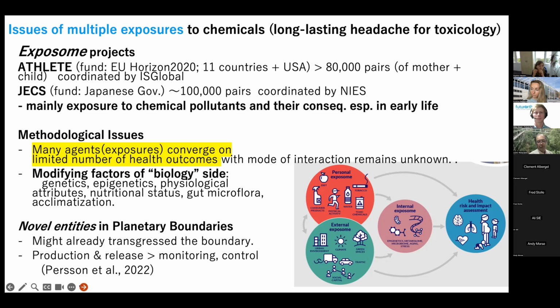And this is not based on something like the planetary boundary for biodiversity or chemical elements like nitrogen and phosphorus, which are actually based on natural scientific evidence. But in this case, the novel entities planetary boundary has been transgressed. It's based on the fact that the production and release of these chemicals are far exceeding the capacity of human monitoring and controlling of these chemicals. So I think this way of thinking is maybe very important when you think about planetary epidemiology.